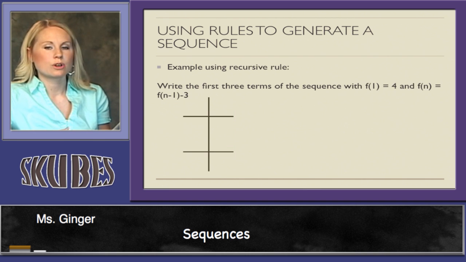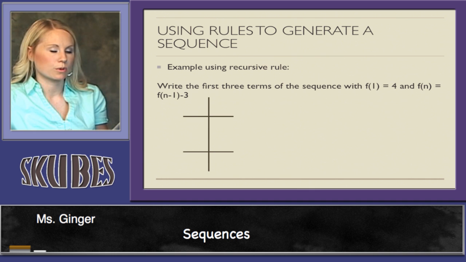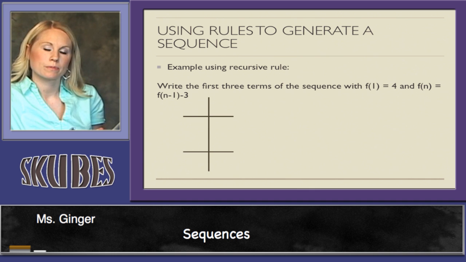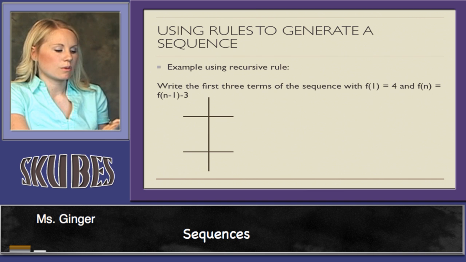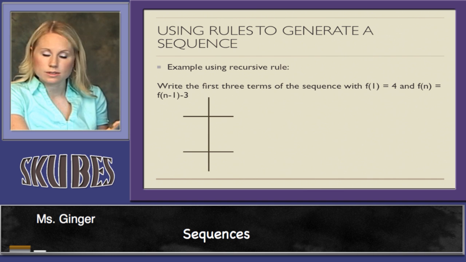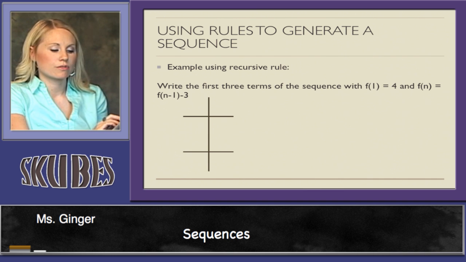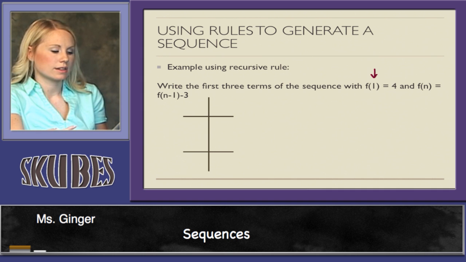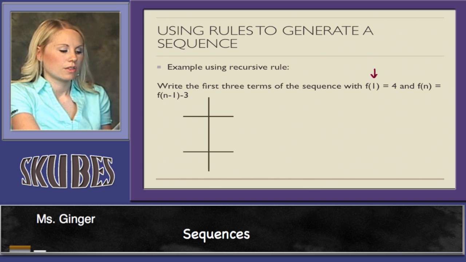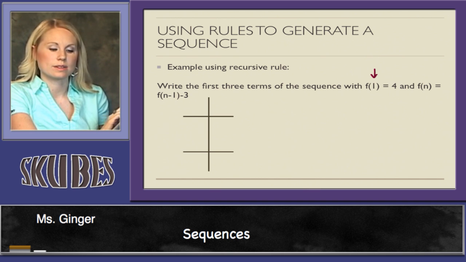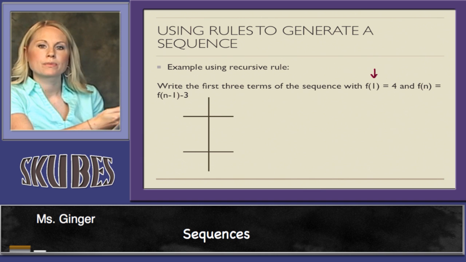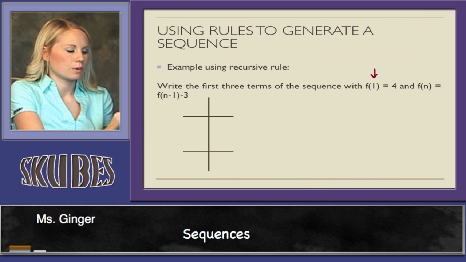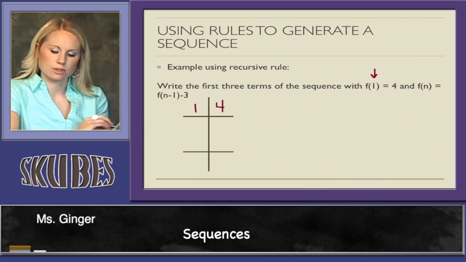All right, using the recursive rule works a little bit differently. Remember, we're going to find each term by the one before it. Okay, so let's say that we would like to find the first 3 terms of a sequence, and we know that the first term is 4, and each term after that is going to be found by taking the one before it and subtracting 3. Okay, that's how we're going to read this here. f of n equals f of n minus 1, that means the term before it, minus 3. Okay, so we know the first term is 4. That's been given to us.